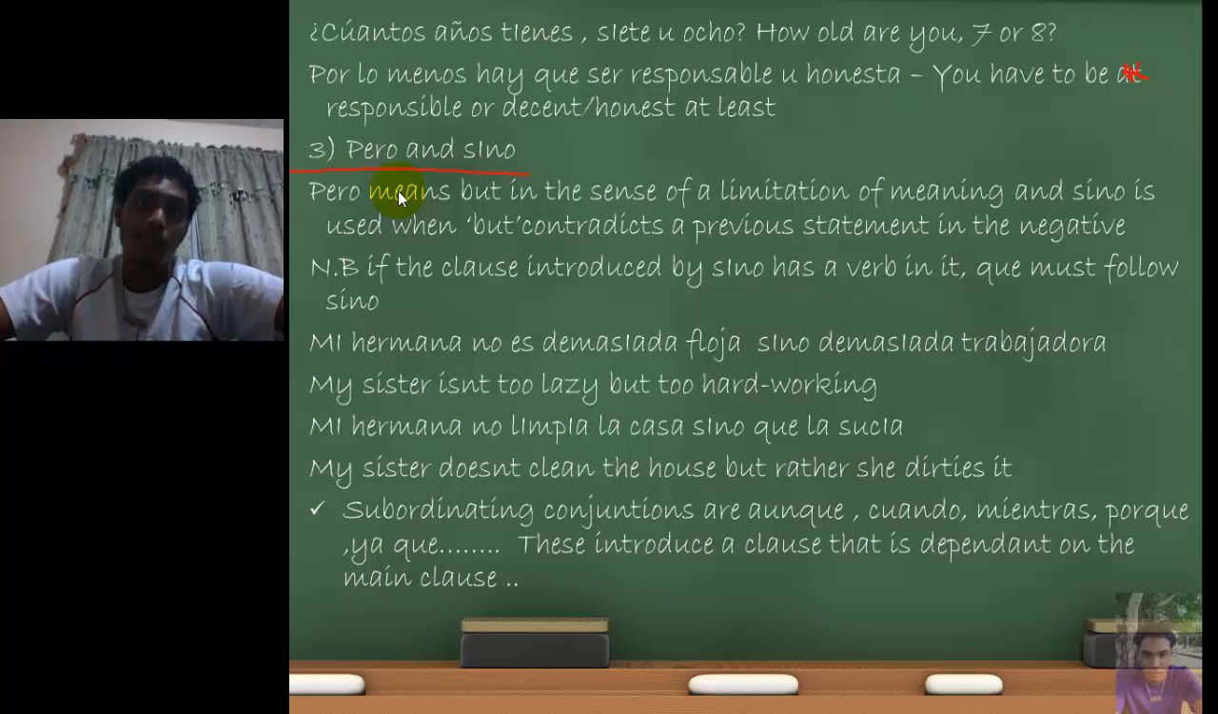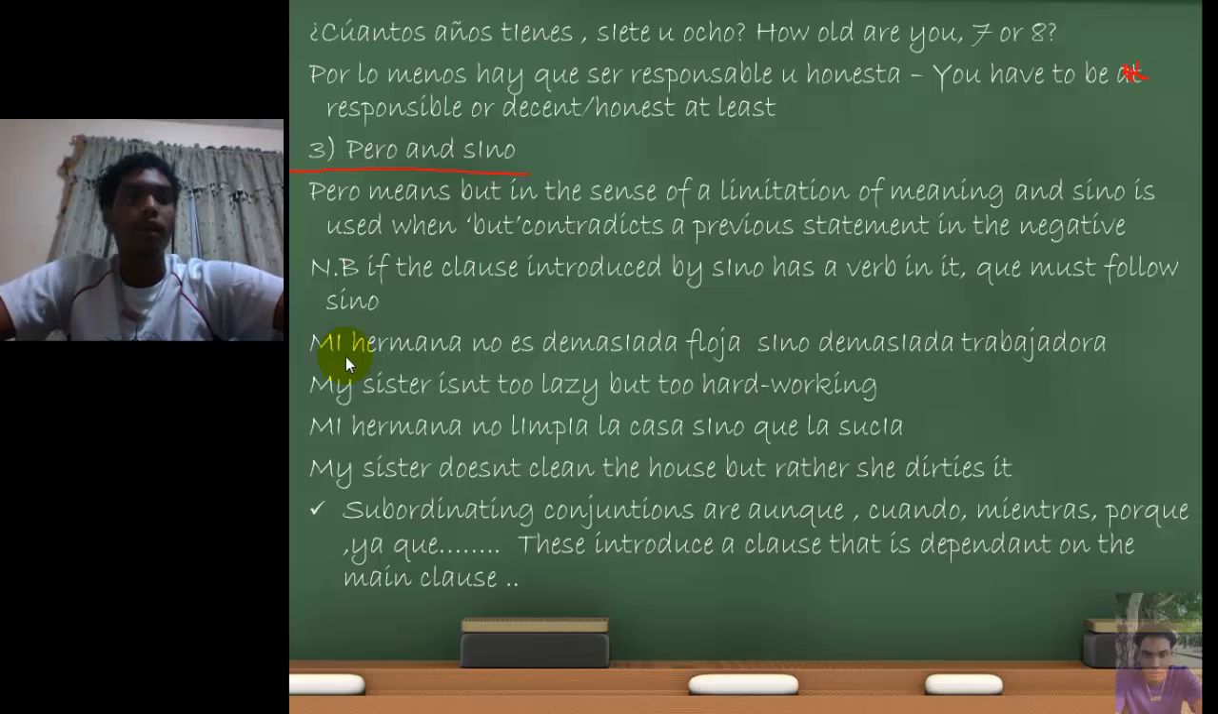Pero, we all know, means "but," right? But when it contradicts a previous statement in the negative, we use sino, right? So if the clause introduced by sino has a verb in it, que must follow sino. That's in the second example, right?